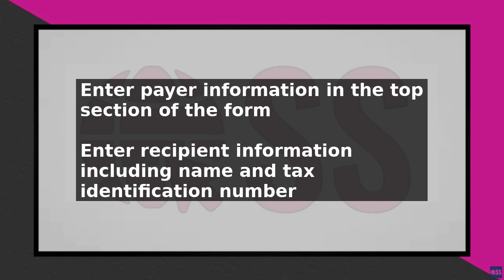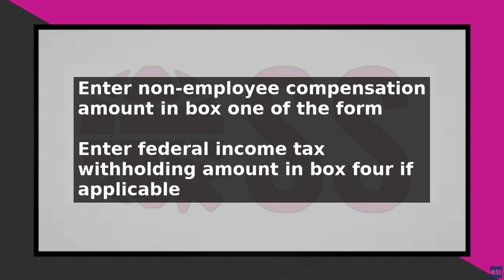In box 1, enter the amount of non-employee compensation you paid to the recipient. This amount should include all payments made to the recipient during the tax year, excluding any amounts that were subject to withholding. If you provided any federal income tax withholding, enter the amount in box 4. Otherwise, leave this box blank.